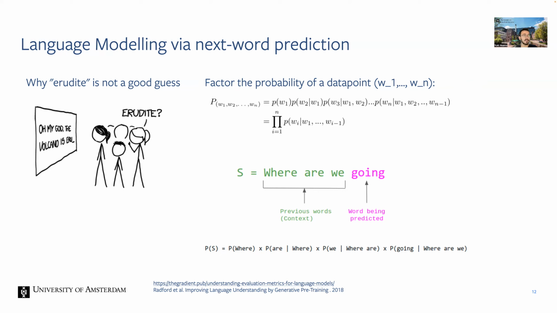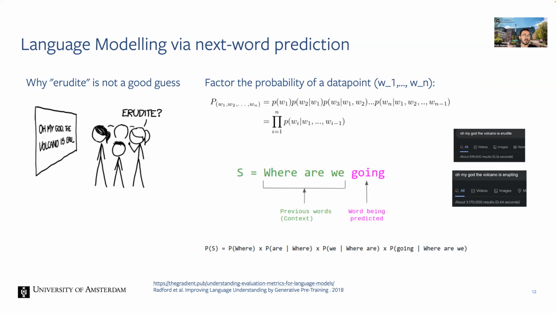So if we, for example, look at the probability of the word erudite coming, well, I mean, this is not a probability, but for a frequentist, this would be good enough. So how many samples do we have on the whole internet of, oh my God, the volcano is erudite? That's 600K. And oh my God, the volcano is erupting, it's like 3 million if you type it into Google. If you do this for all of the things, then you might get a rough estimate of what the language modeling objective is.